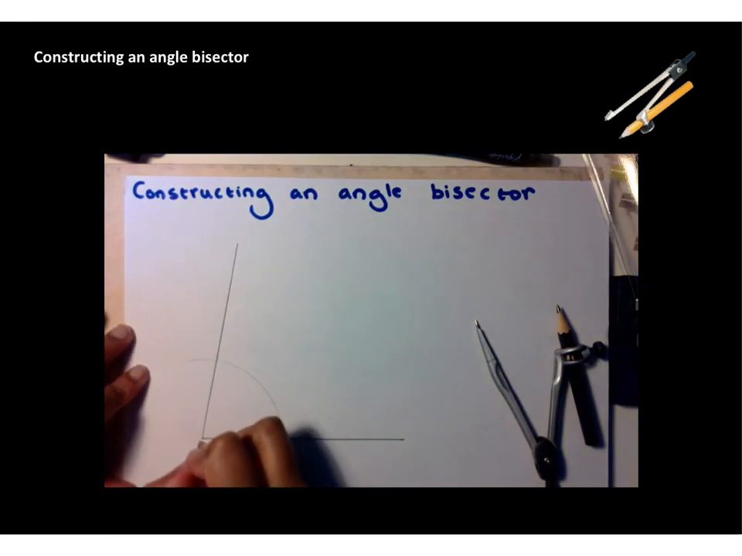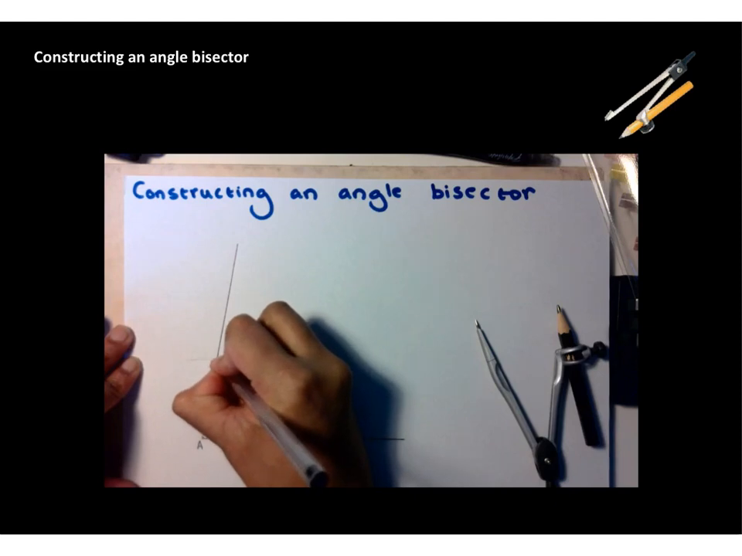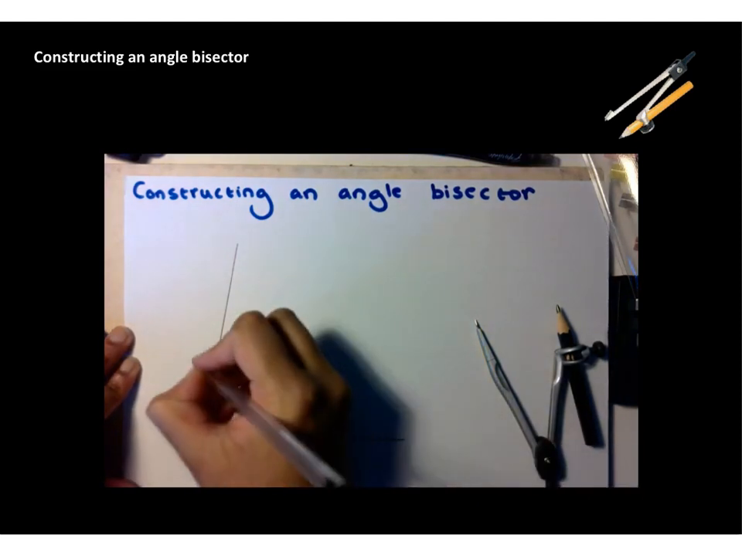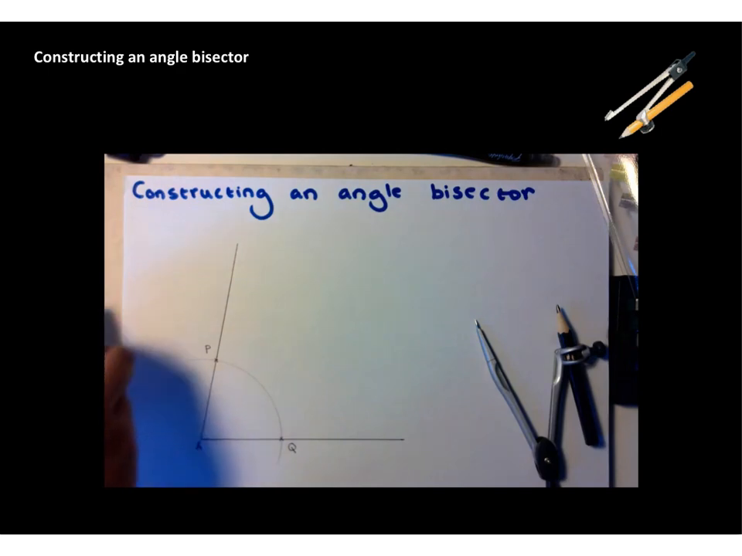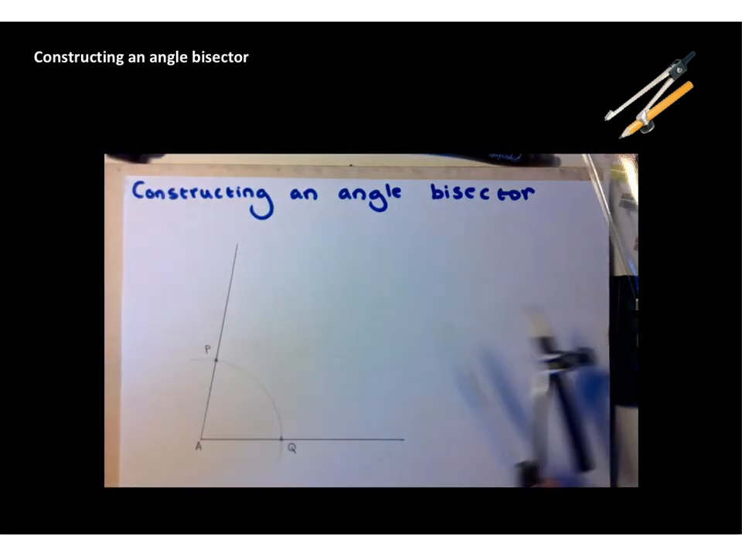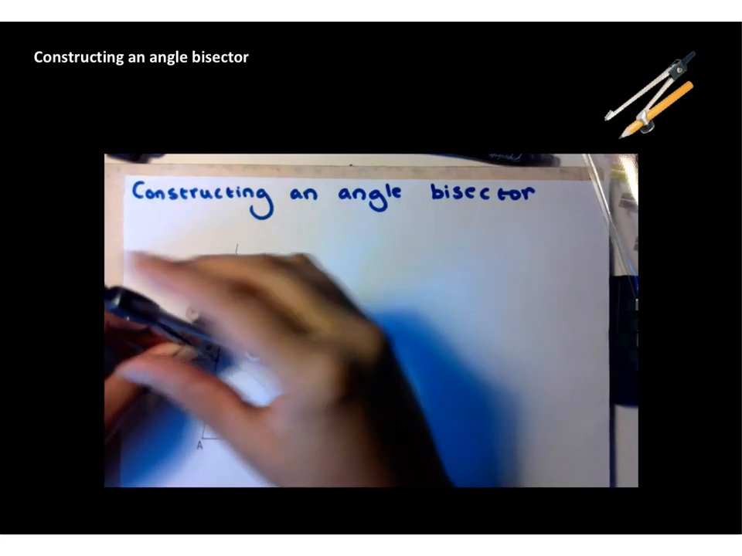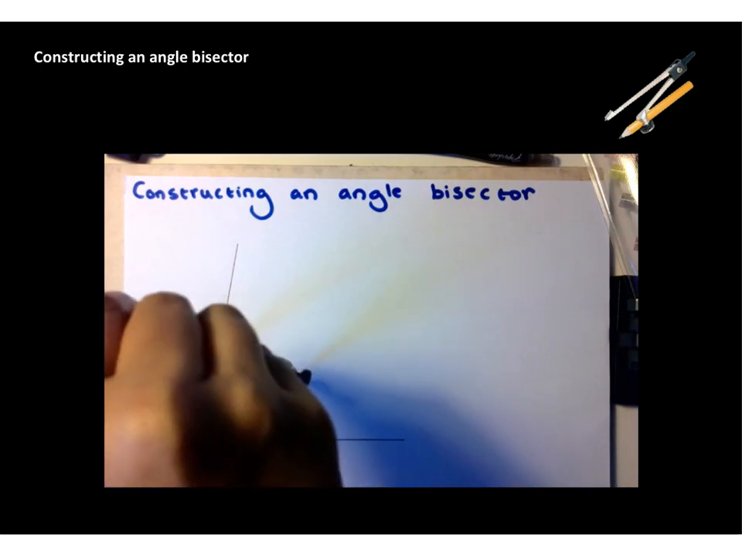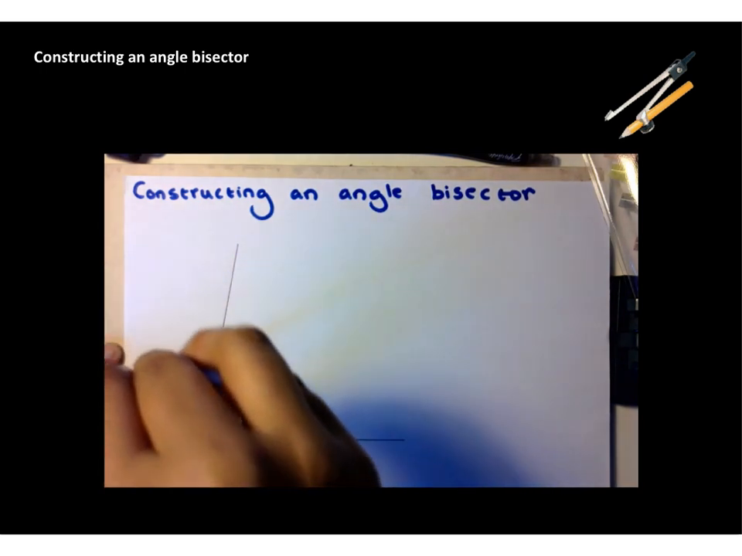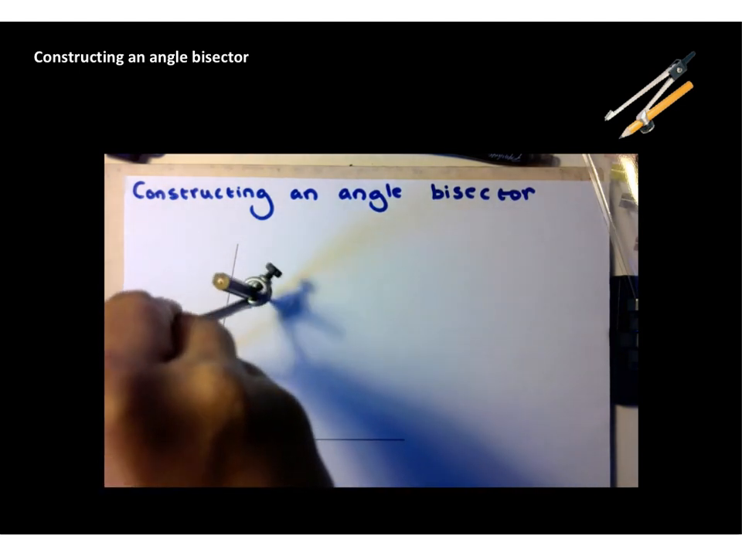So I'm going to label this point here A, and hopefully you can see this point of intersection where the arc meets the line segment, and I'm going to call that point P, and similarly I'm going to label this one point Q, this intersection. Now I'm going to take my compasses and leave them set as they are, and I'm going to put the pinpoint at P, and draw an arc which is centred at P.